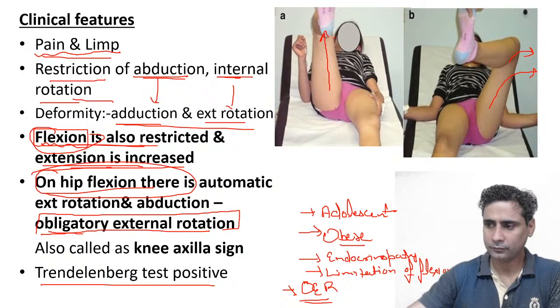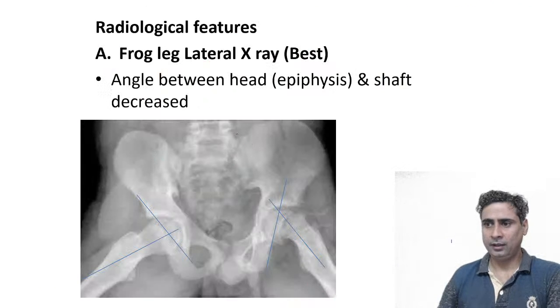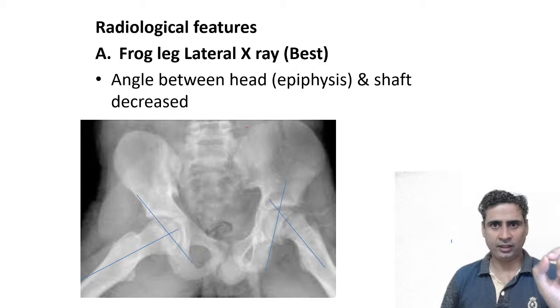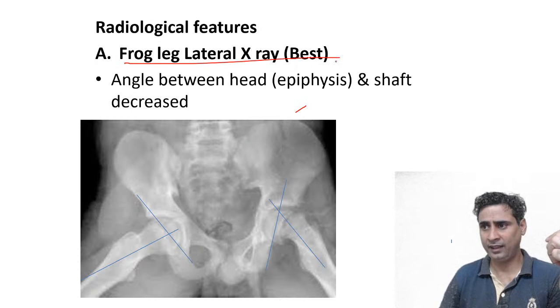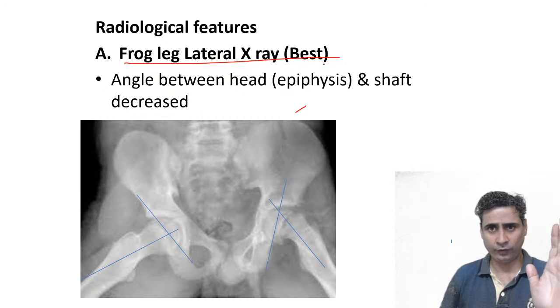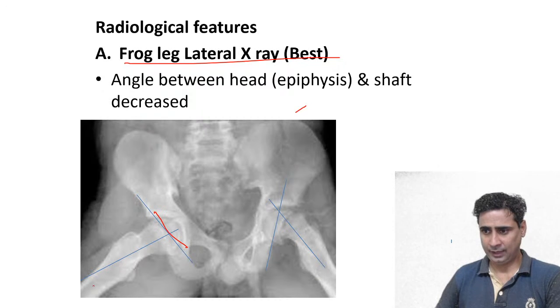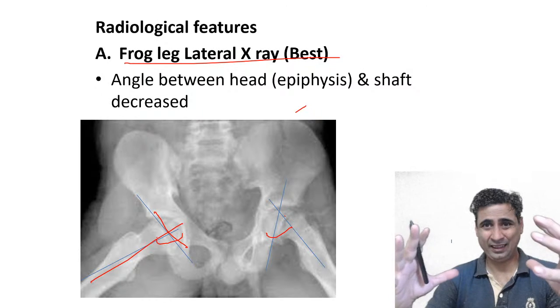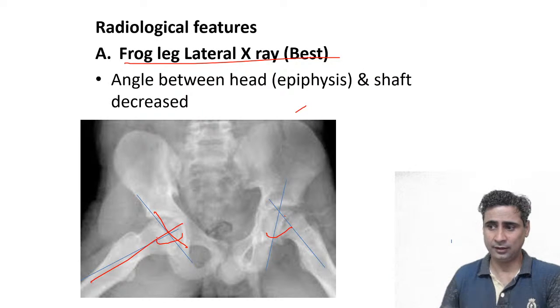Okay. On X-ray, the first investigation of choice always will be the frog leg lateral view, where you will find simply a lateral X-ray of the hip joint, where you can see this is the normal head neck shaft angle. Here it is decreased. So this frog leg lateral X-ray will always show you this slipped epiphysis.